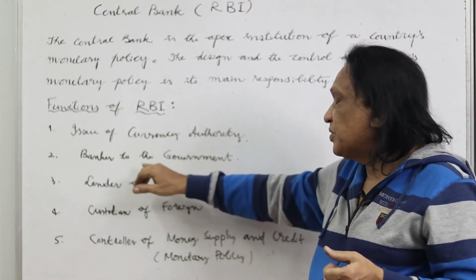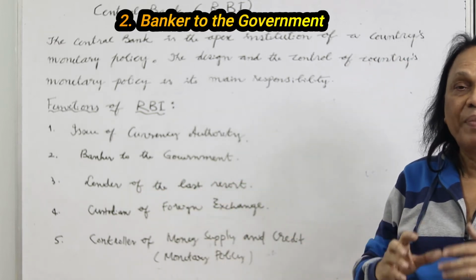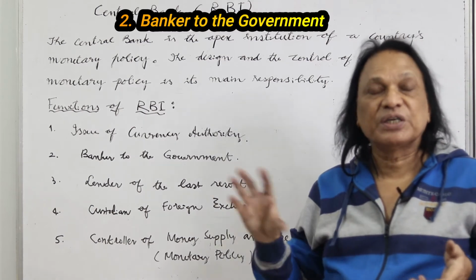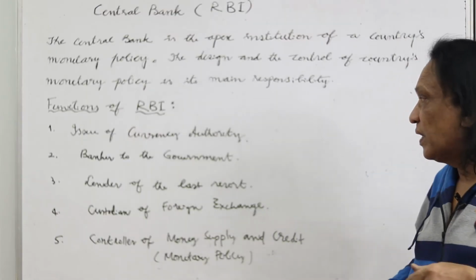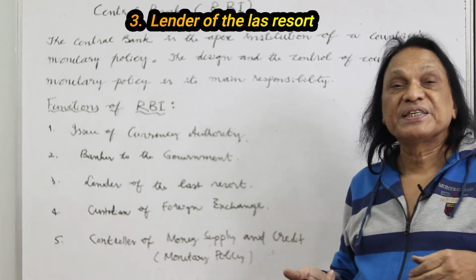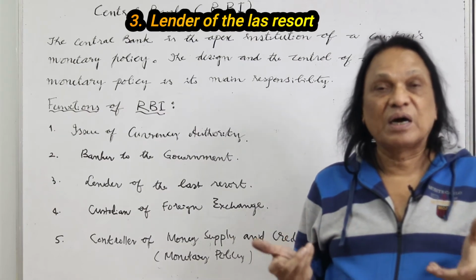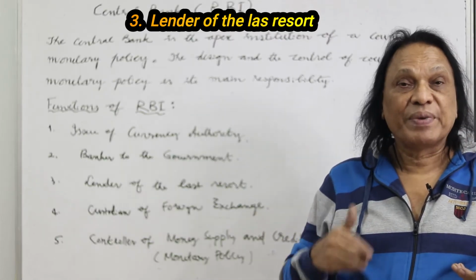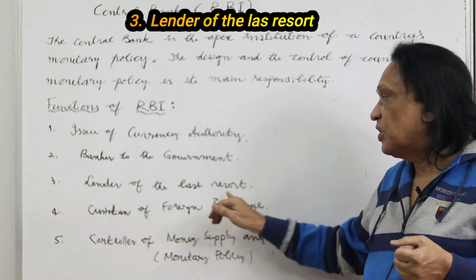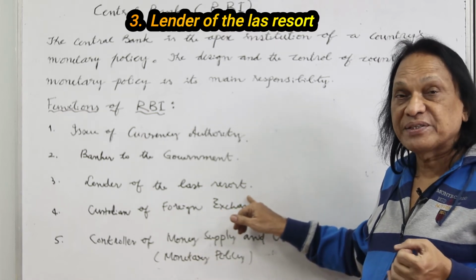At the second point, you have banker to the government. All the banking transactions of the government are done with the central bank, whether it is a state government or central government. And the third point, lender of the last resort. What it means is, if there is any financial crisis with any commercial bank, the central bank comes to its rescue by giving them short-term loans. That's why it's called lender of the last resort. That's the only hope the commercial banks have.